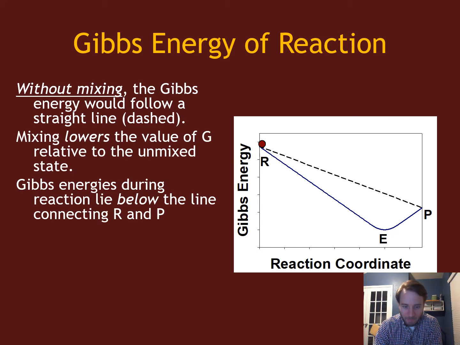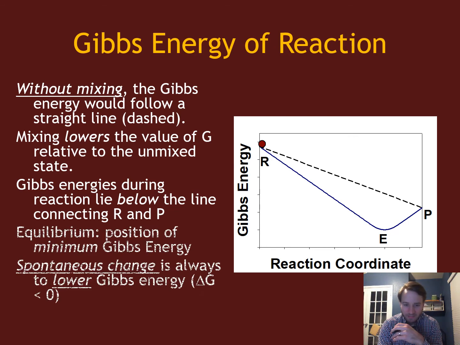But that is considering an unmixed system, where my reactants and products are in separate containers. They are not mixed together. I extract my products as they're being formed. But if I allow these things to mix, then the free energy is no longer just a straight line, but follows the solid curve, where there's some minimum that exists. That minimum is at point E here, representing the equilibrium.